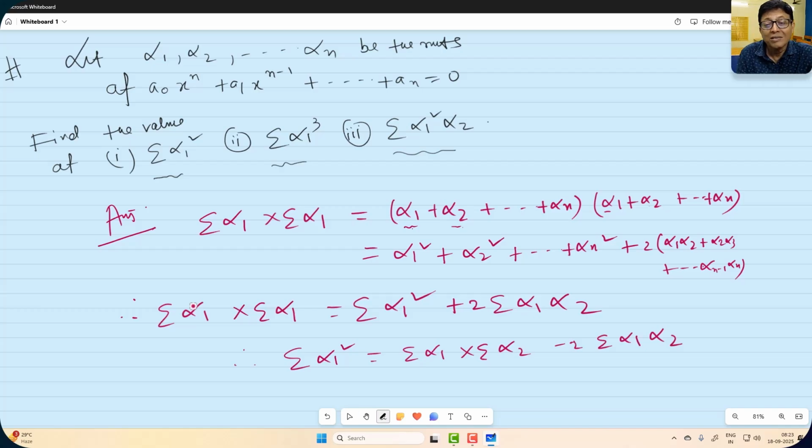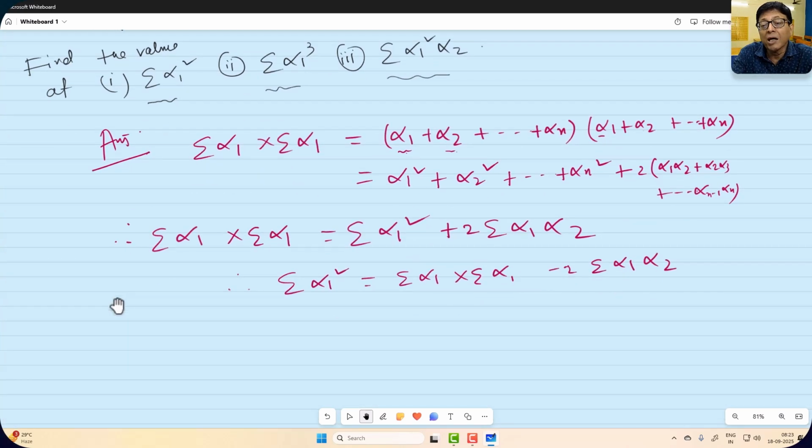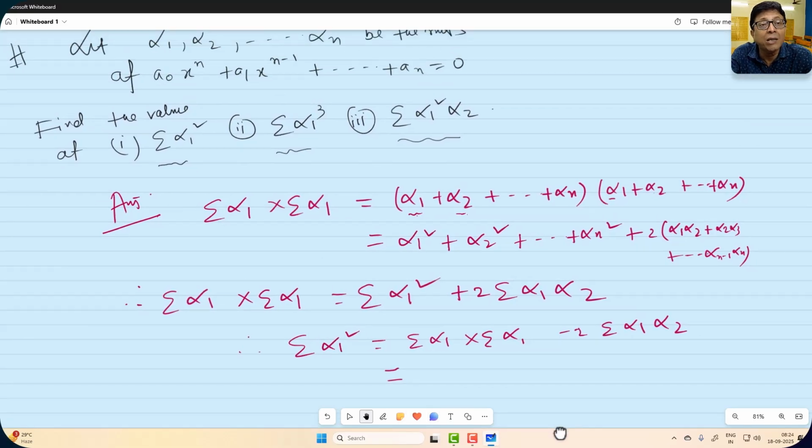So you got sigma alpha 1 into sigma alpha 1. You can write sigma alpha 2 similarly, no difference here. Any one of them can be representative when you are writing sigma. Normally we write the starting one. Sigma alpha 1 means alpha 1 plus alpha 2 plus alpha 3 up to alpha n, all these sums. But if somebody writes sigma alpha 2, it has the same meaning. Now sigma alpha 1 square, you got sigma alpha 1 into sigma alpha 1 minus 2 sigma alpha 1 alpha 2.